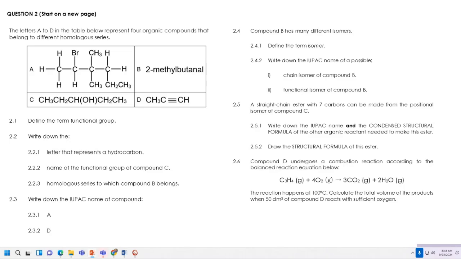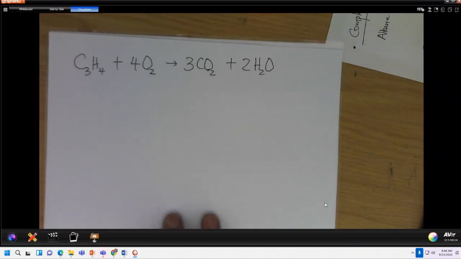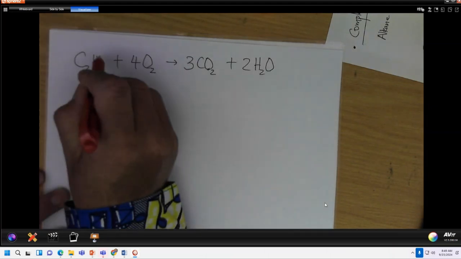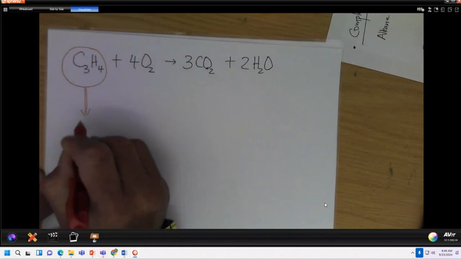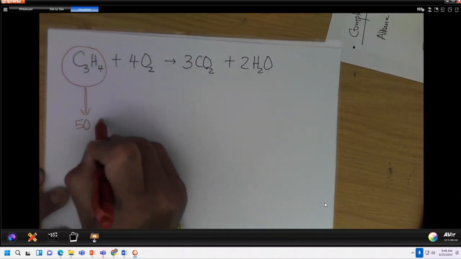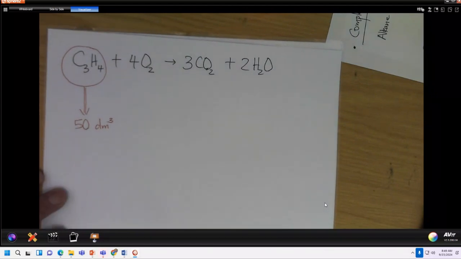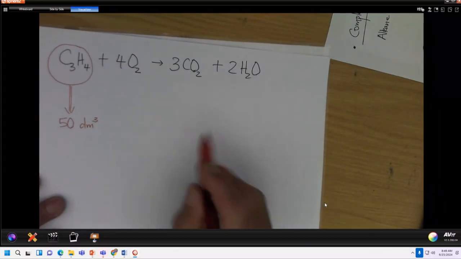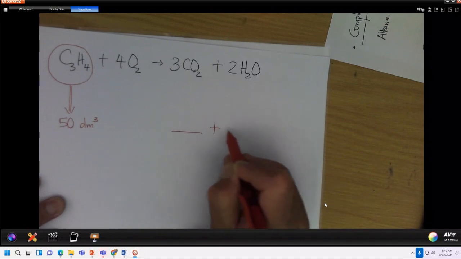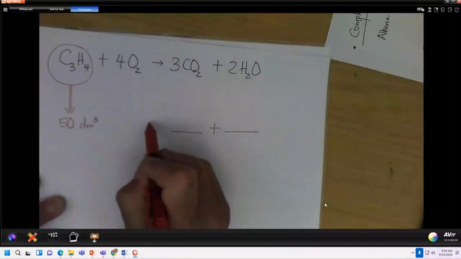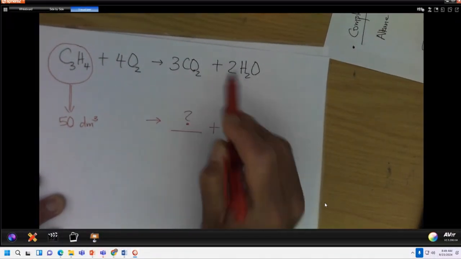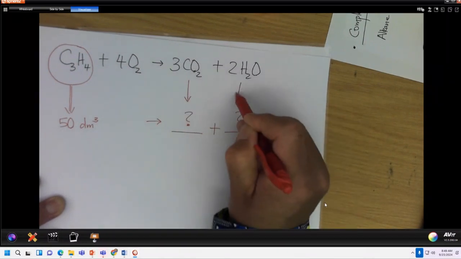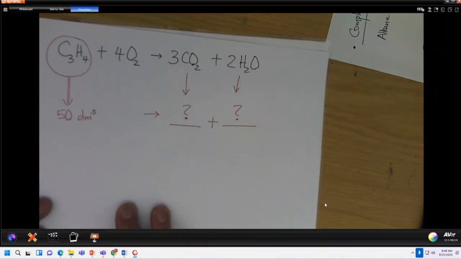All right, now let me go to my visualizer screen because I've got the reaction right here. They've given me another piece of information. They've told us that, in terms of a gas volume, they've said 50 cubic decimeters. And what they want to know is how much of this plus how much of that. These are the reactants, right? They want to know how much of this plus how much of that. In other words, carbon dioxide. There we go. Can you see that? That's what this question is exploring.